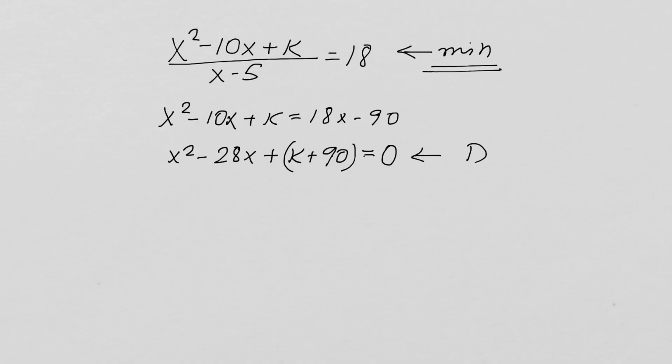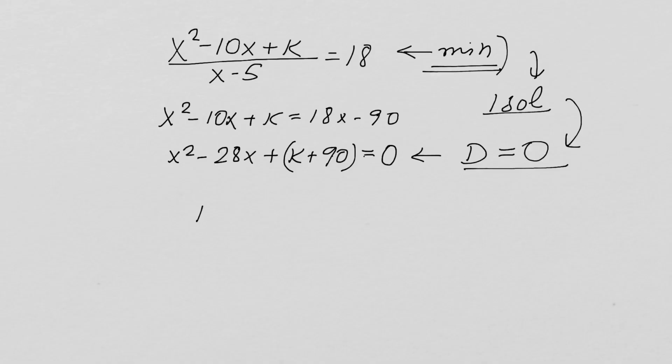Since it's talking about a minimum value and it is a quadratic equation, we can deduce that this equation must have its discriminant equal to 0, because it involves a minimum value. A minimum value means it has only one solution. If it has only one solution, its discriminant must be equal to 0. Once we establish that, everything else becomes quite straightforward.